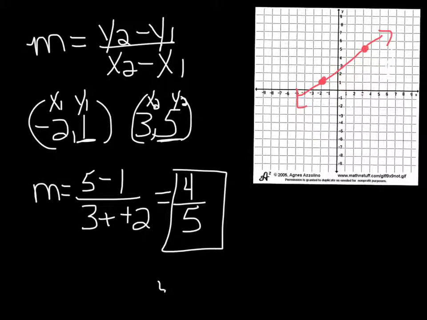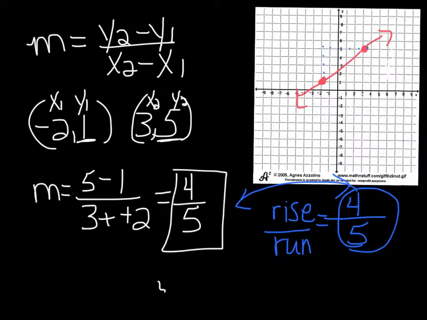Okay, now we're going to start at our first ordered pair, -2, 1, and we're going to count how much it rose. 1, 2, 3, 4. So the rise was 4 over the run, which is 1, 2, 3, 4, 5. So we can say that the rise over the run was 4 over 5. Either way you do it is perfectly fine. You may plug it in the formula and do y2 minus y1 over x2 minus x1, or you can plot the points and count the rise over the run. Either way that you do it should get you the same result.